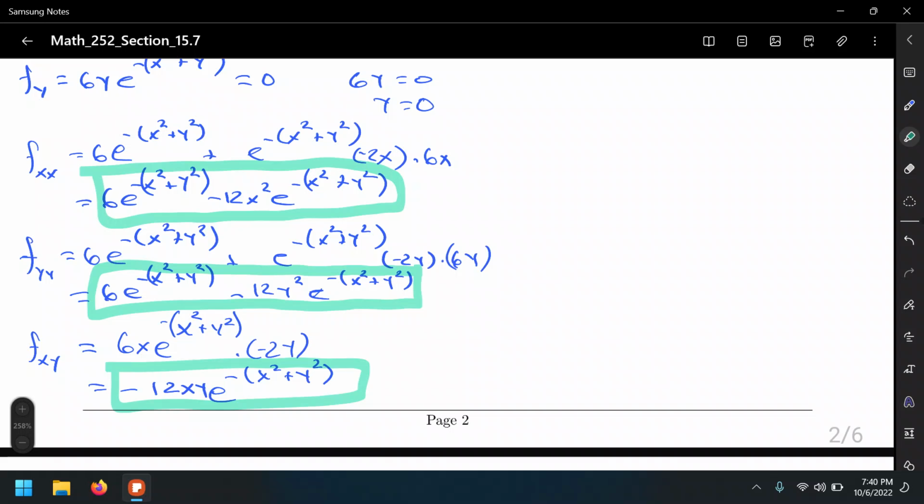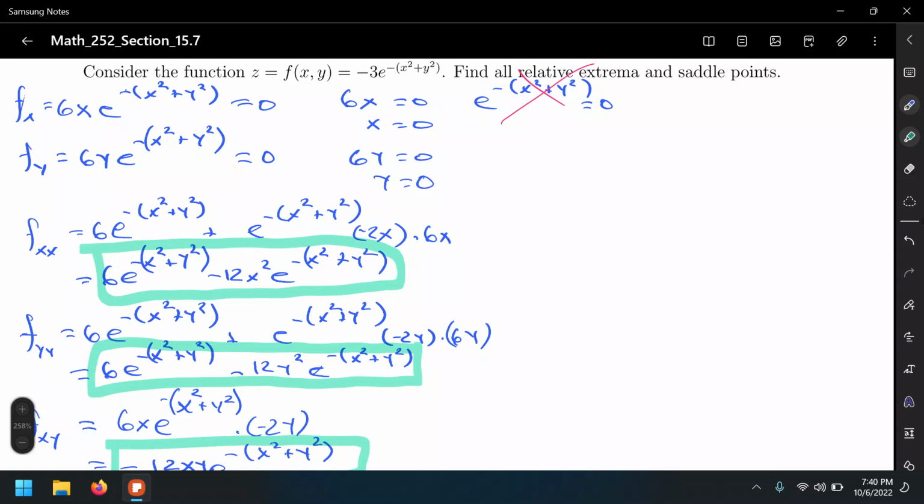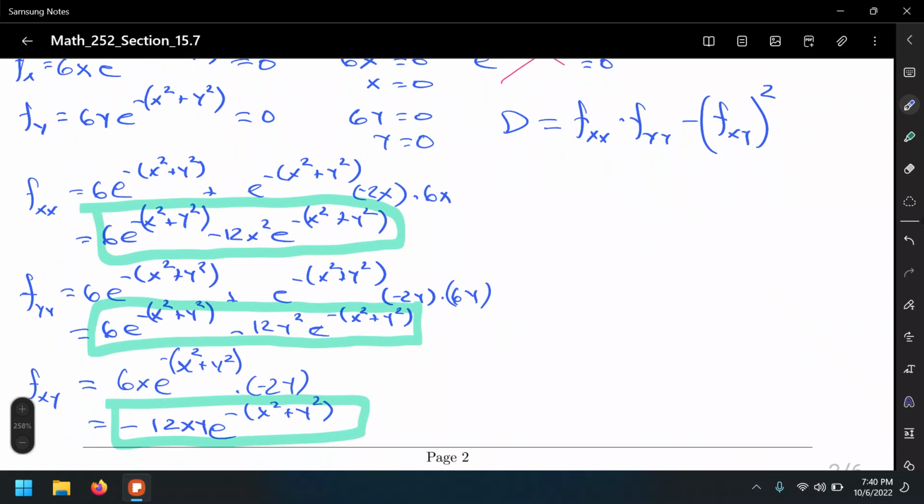So technically what we have to do is create the big D expression, which is in this case f double x times f double y minus f x y quantity squared. Well, but think about the expression that it's going to look like when I put these two together to multiply. Did you see how big it's going to look? Well, I don't want to do that. I think we can do the calculations by just looking at the function.